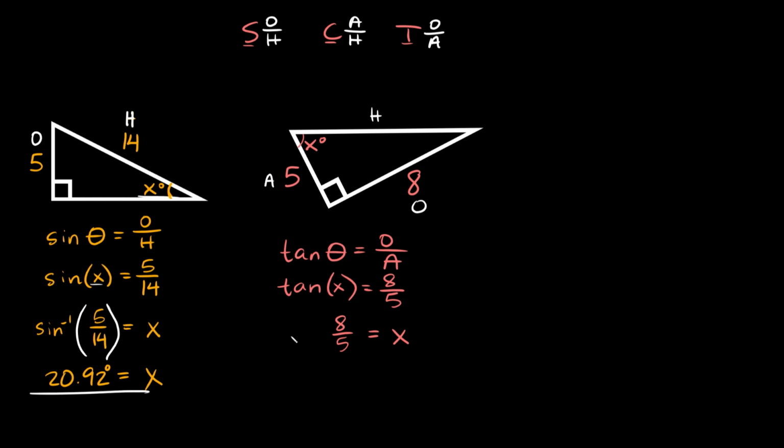And then here, we're not just going to take the tangent, we're going to take the inverse tangent, so tangent raised to the -1. Again, this is called arctangent. We're going to take the arctangent of 8/5, and that's equal to x. If you plug this into your calculator, you'll get that x is approximately equal to 57.99 degrees. Don't forget your little degree symbol.